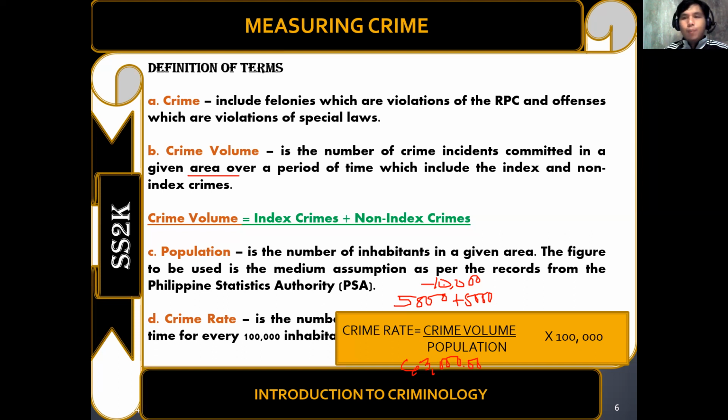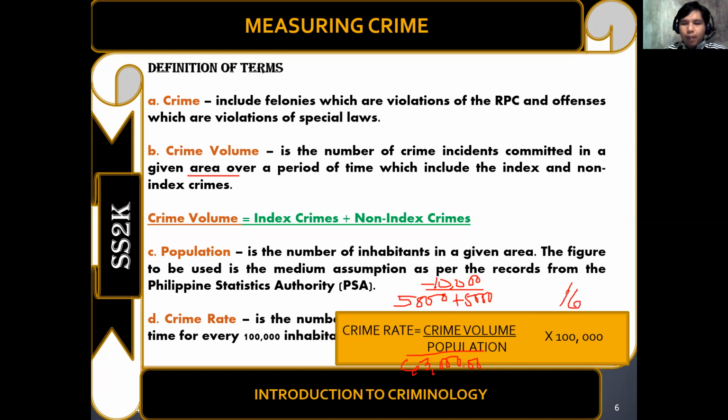That is 0.000157. Okay? Then hit the equal sign. Then you multiply it by 100,000. So ang result po is 15.87. So i-round off po natin. Ang result po niyan is, 10,000, dinivide natin ang 63 million, i-times natin 100,000, ang result po is 16.